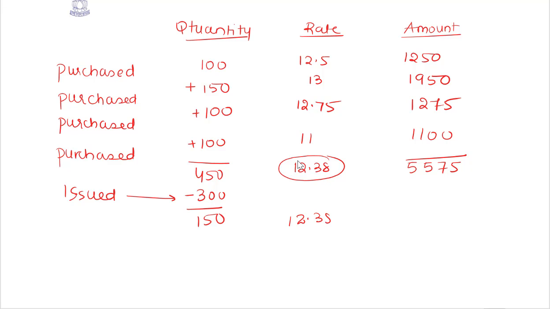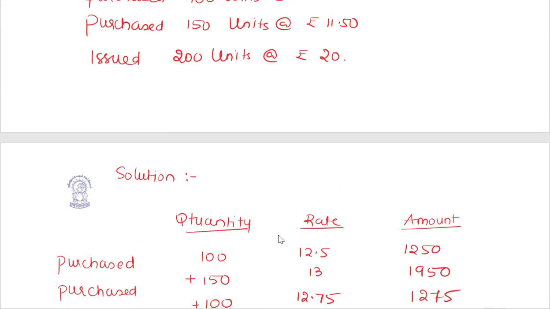Now this 150 at 12.38. 150 multiplied by 12.38 is 1857.